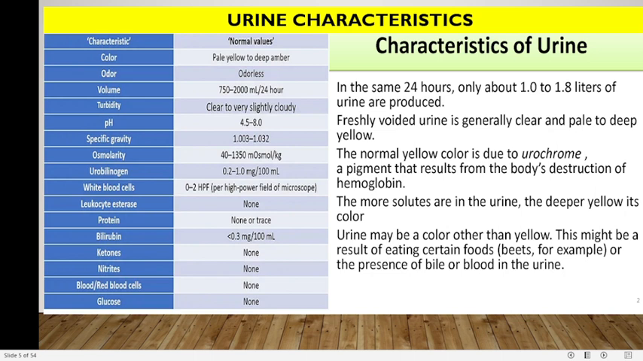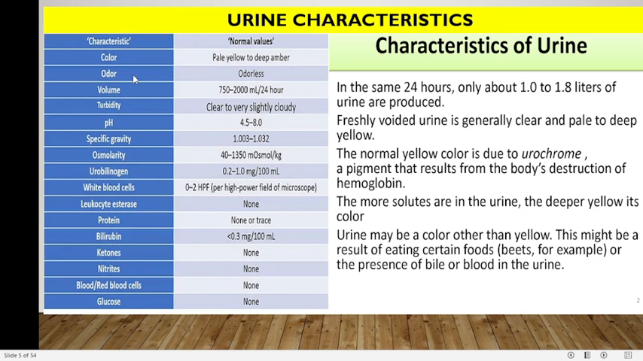So guys, we also need to know the characteristics of urine. How does normal urine appear? In terms of color, it is normally pale yellow to deep amber. The yellow color is normally due to urochrome, a pigment that results from the body's destruction of hemoglobin. Also, a link will be coming up on the metabolism of bile, and you can easily look at it so that you understand better how the yellow color of urine normally comes about.